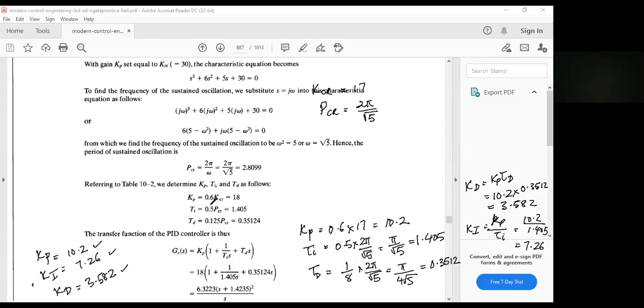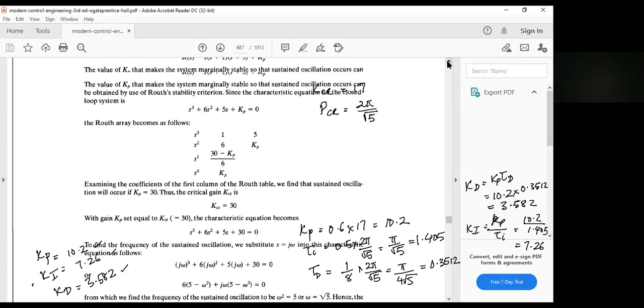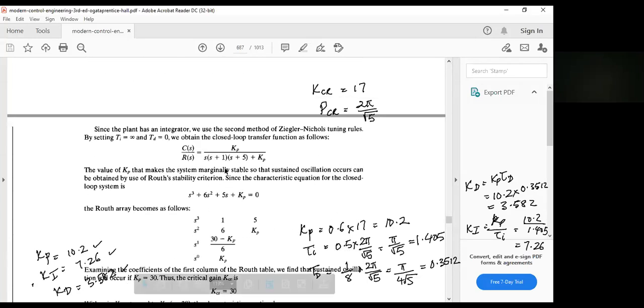All right. So what I'm going to ask you to do is look at this example that is here. It's the same things they use to determine KP, KI, and KD.